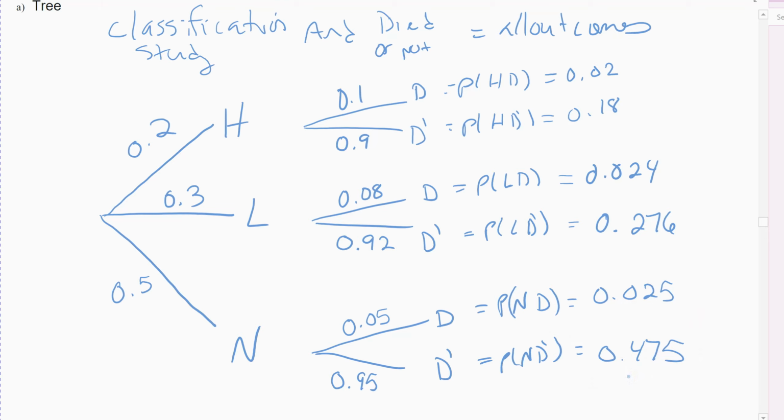Out of everybody in the study, right? This would be the total. This is my probability distribution. Everybody in the study and their classification and whether they died or they didn't die. All right, so there's my tree. So again, I went through that fairly fast, but we've done a few of them now, so hopefully you understood where all those numbers come from. Now we're going to use the tree to answer a few questions. I'm going to move on.